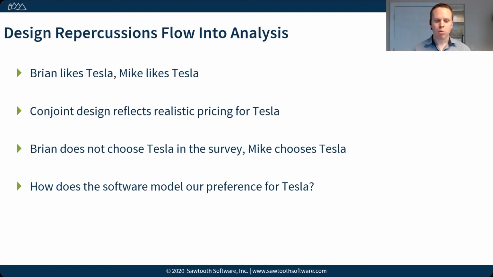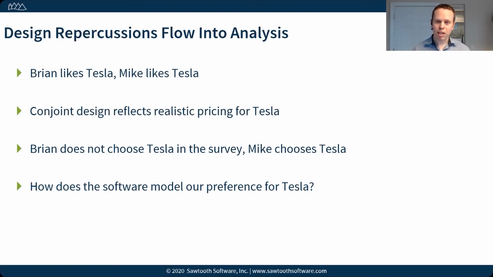So you've got all these choices where Brian does not choose Tesla, Mike does choose Tesla. So how is the software gonna model our preferences for Tesla? Well, you're gonna be able to build a pretty good model that fits my choices by giving Tesla a negative utility value. And that's not wrong per se, because we don't really have a lot of outside information. That would probably be a typical way for the model to end up, that I like other brands better, my importance on price is a lot larger than my brother's, and so you're building a good model for the world you've put us in, where Teslas are more expensive than other vehicles.